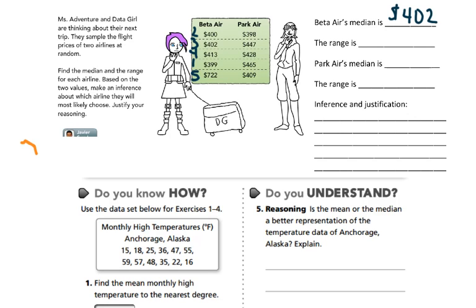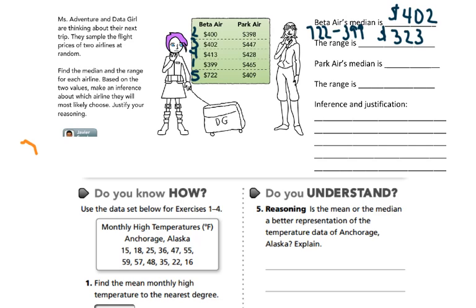The range is the largest minus the smallest, so that's $722 minus $3.99. And that gives me $323.